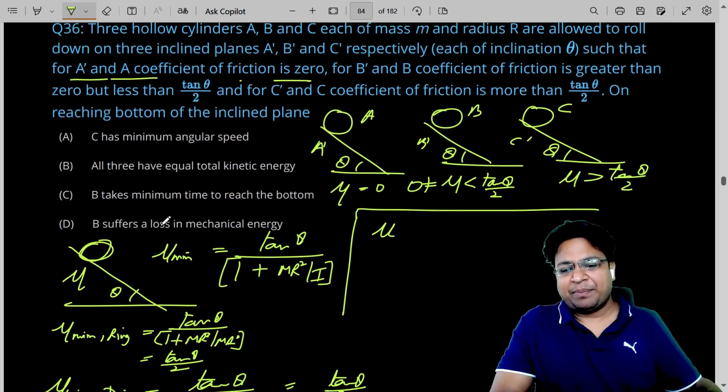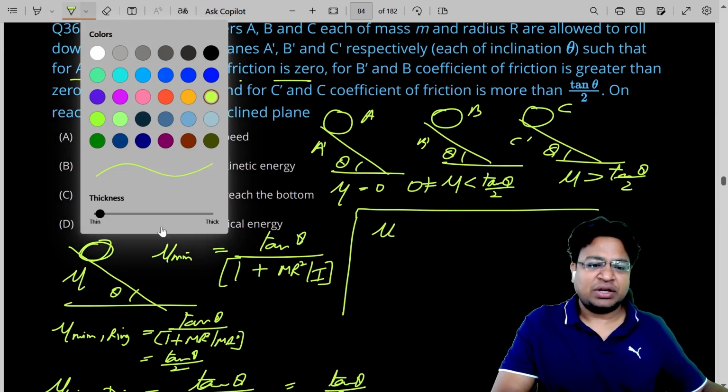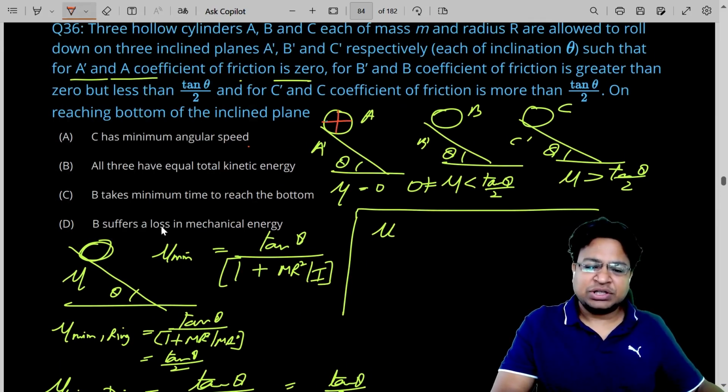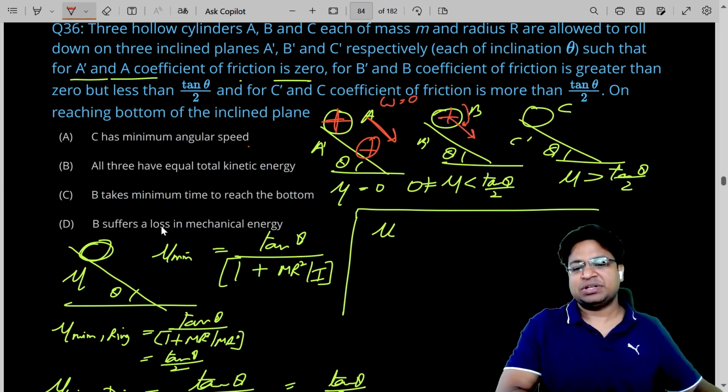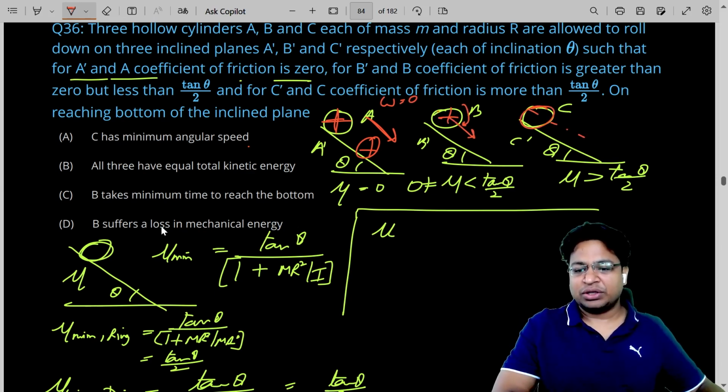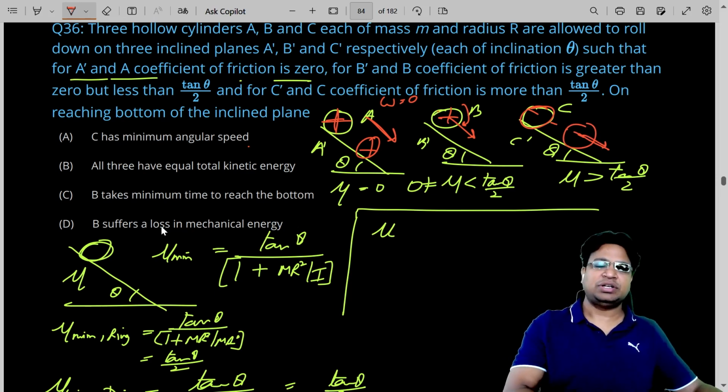So here what will happen now, what we know from all the discussion that we have done, is that this will simply slide without rotation. So angular velocity would be 0 here. This will rotate and slide, but slipping will take place here. And this will undertake pure rolling. So let's read the options.